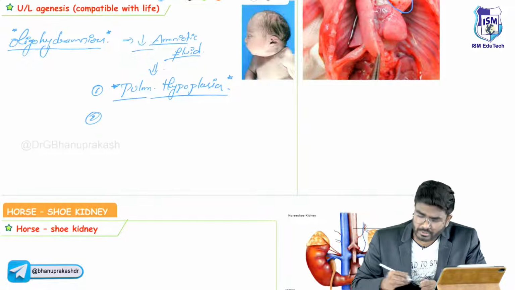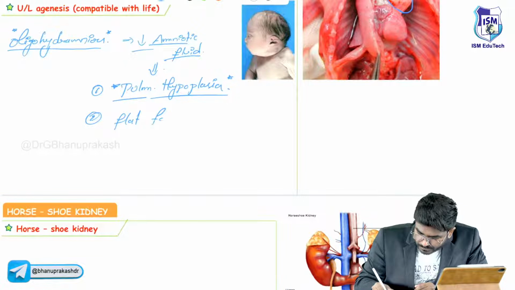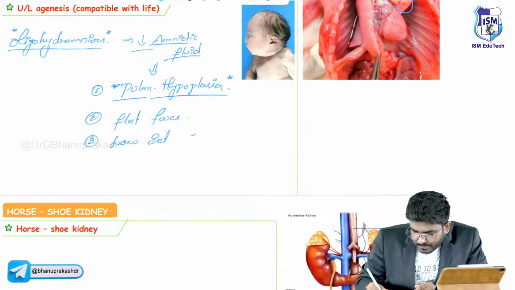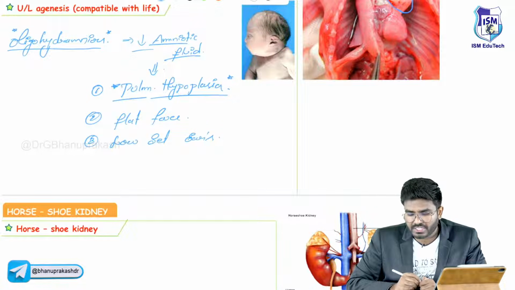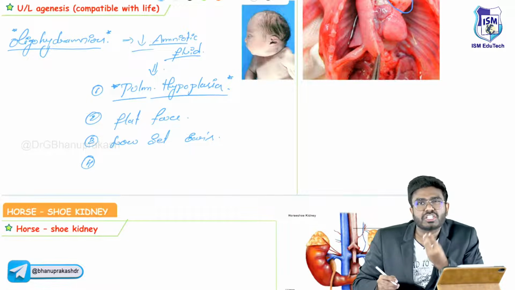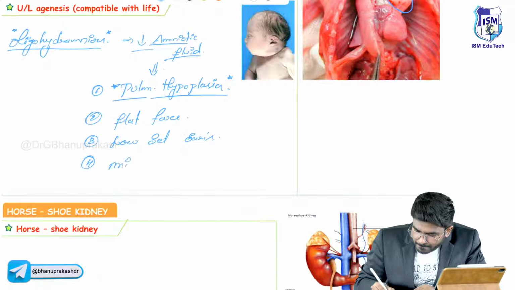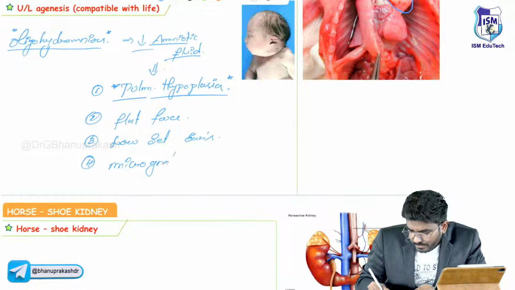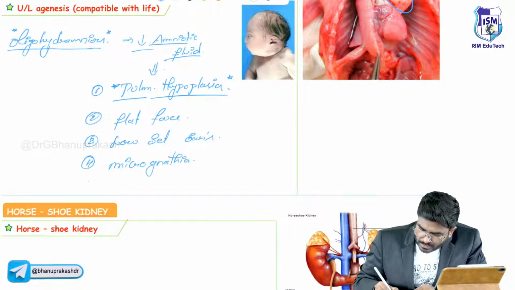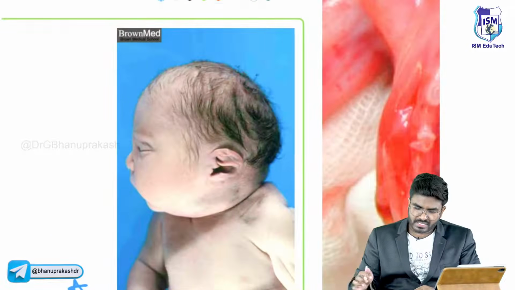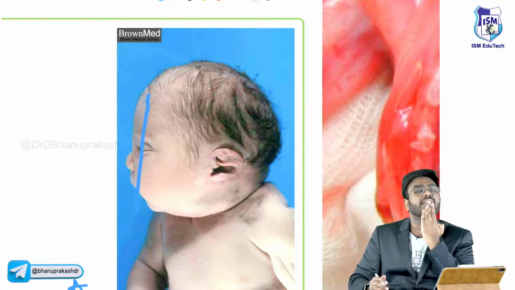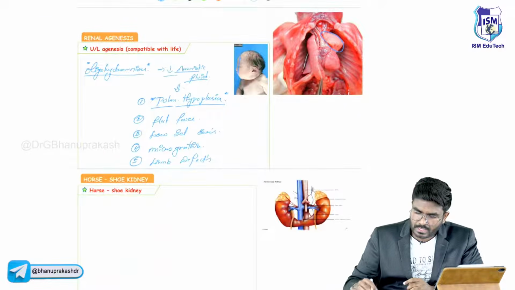The baby is going to have a flat face, low set ears. Low set ears are going to be seen. Along with that, the patient is also going to have a small chin, micrognathia, and limb defects. See, the baby is having a flat face, almost a flat face.